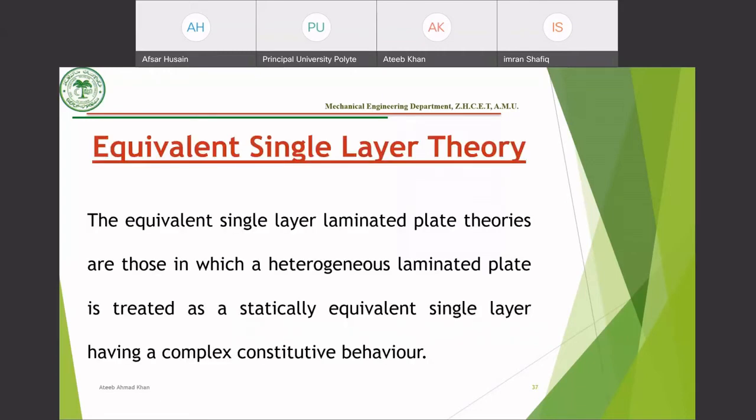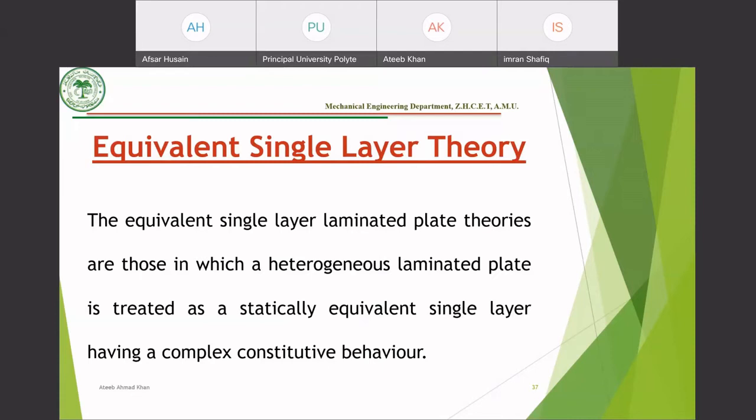So let's start with the equivalent single layer theory. What is an equivalent single layer theory? In an equivalent single layer theory, a heterogeneous laminated plate is treated as a statically equivalent single layer. So we treat it as a single layer despite the different materials used. And because we are treating it as a single layer, although the composition is changing from bottom to top, the constitutive behavior will be more complex.